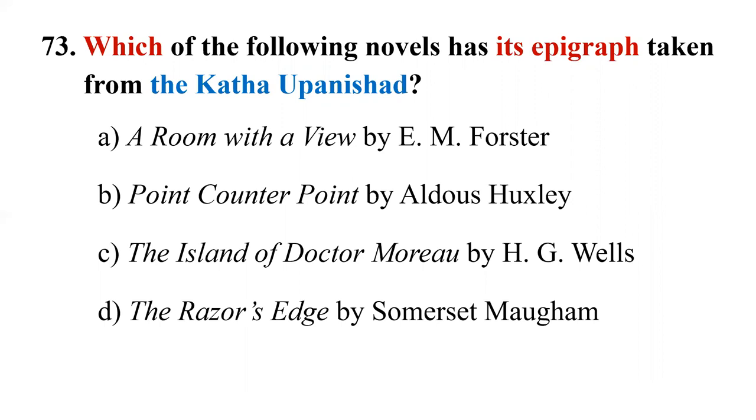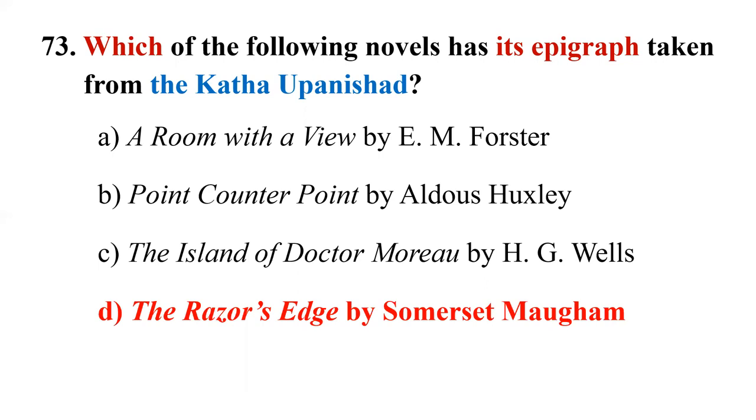At least if you know the Katha Upanishad has something to do with philosophy, then you can eliminate novels which are not based on philosophy and narrow down the options. The Island of Dr. Moreau by H.G. Wells is more science fiction. Then A Room with a View talks about Europe. Then two writers who worked on philosophy, or whose works are based on philosophy, we have Aldous Huxley, Point Counter Point, then Somerset Maugham, The Razor's Edge. Let's see the answer.